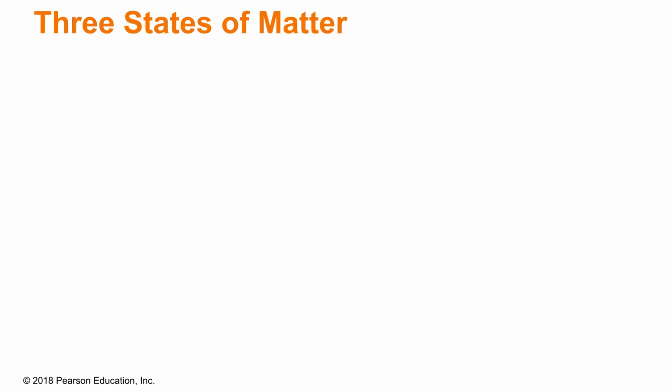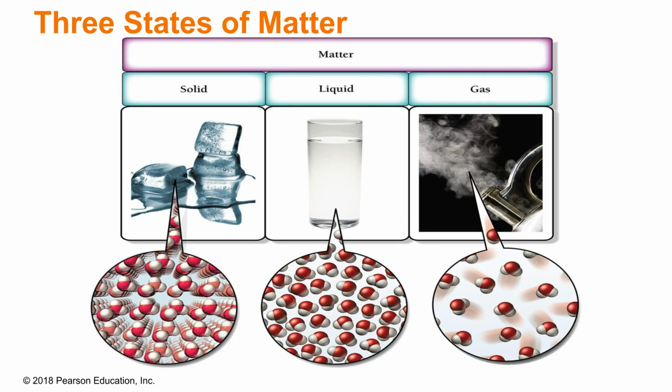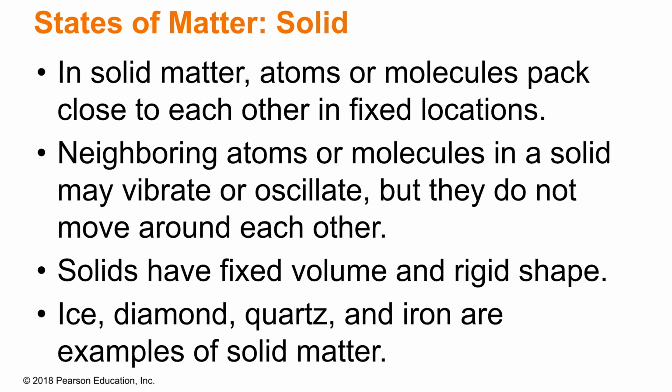This diagram illustrates the three states of water at the molecular level. Molecules in a solid are closely packed. In a liquid, they are close but move freely, and in a gas, they are separated by large distances. In solid matter, atoms or molecules are packed close together in fixed locations. Solids have a fixed volume and rigid shape. Examples include ice, diamond, quartz, and iron.